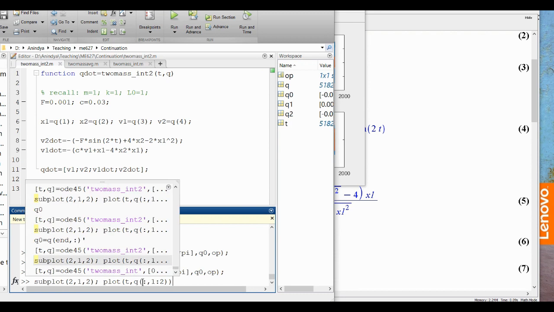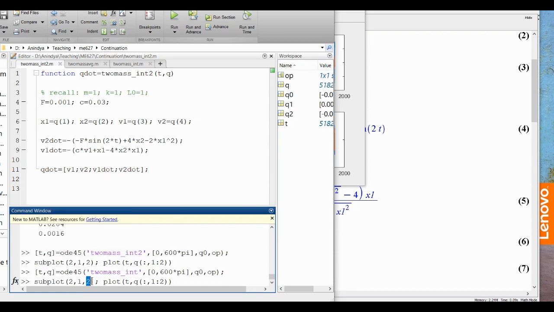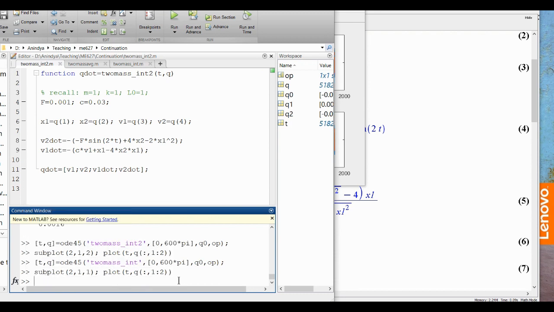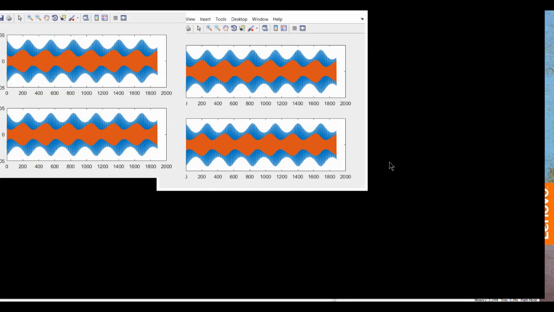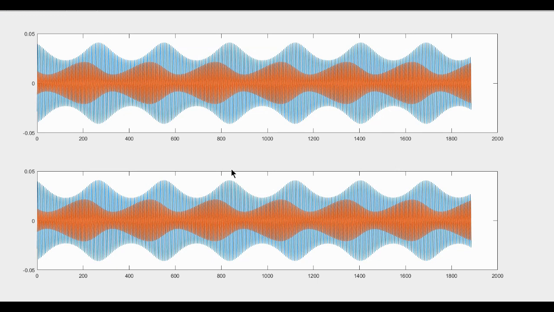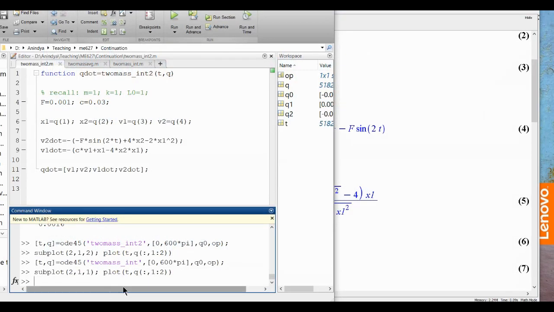And I will do subplot 2 1 1. And I think that the match is reasonable. I hope you will agree. I can make it bigger for you to see. And you know, this maximum is a little less than 0.05, about the same. The periodicity is a little bit different, but not too different. Okay, so now the second order equations are good.